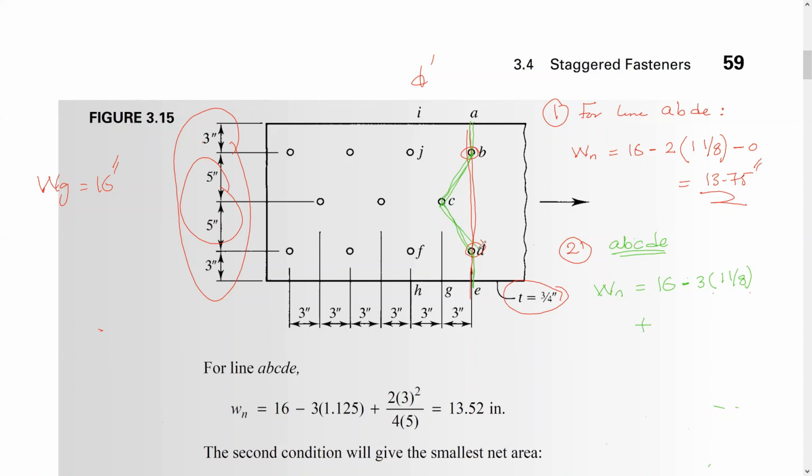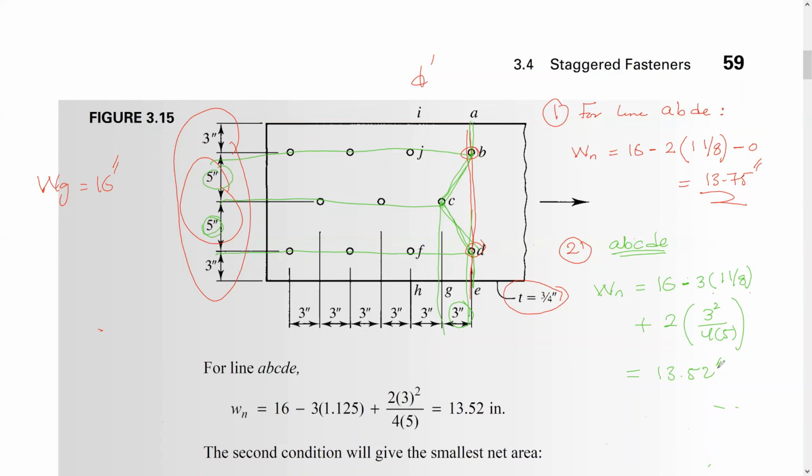So how much is s here, which is this distance? It's 3. And g here, or here, is 5 and 5. So this is going to be 2 times s, which is 3 squared, divided by 4 times 5. Of course, guys, if these two were different from each other, you would put each one on its own without multiplying by 2. But here, because they are similar, we multiplied directly by 2. So this is equal to 13.52 inch.